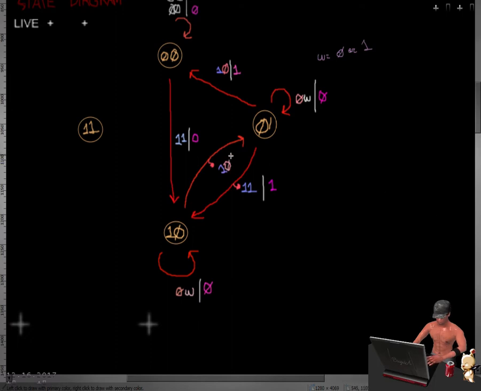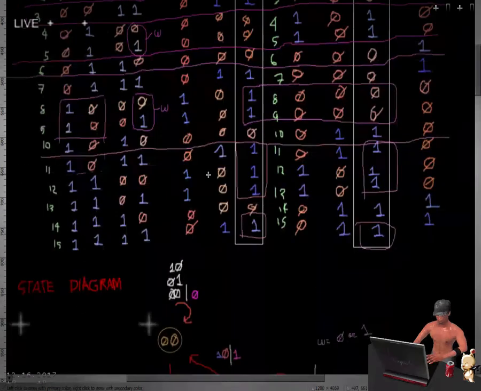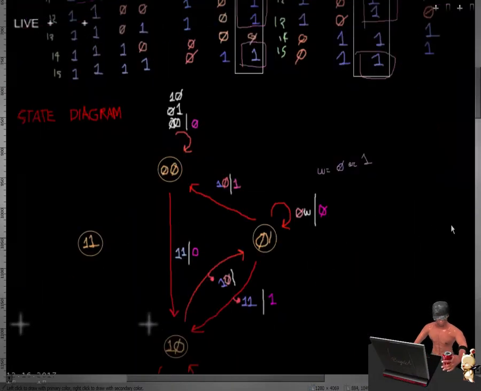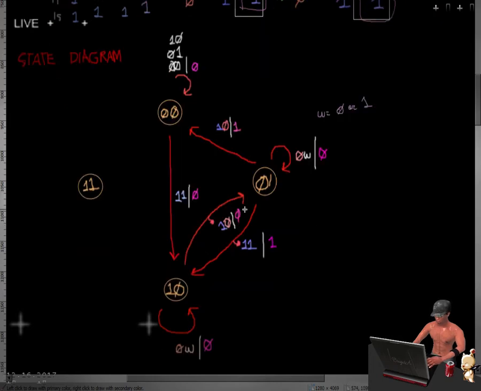And what is his output? His output is going to be 0. Alright, cool beans.